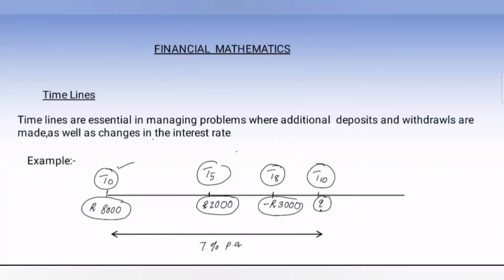Here, the interest rate is not changing throughout the process. You can see that from T0 up until T10, the interest rate is 7% per annum. Did you see that? This is just an example. So this is how we draw a timeline. Guys, we can do this type of question in two ways. One is a straight method. The other one is a long method, which is really time consuming, okay?